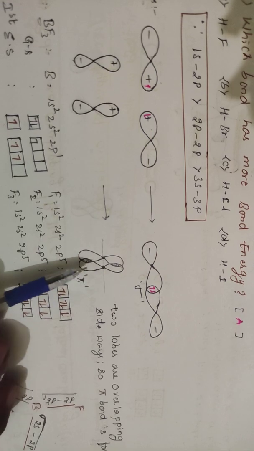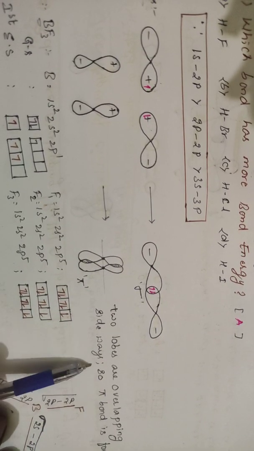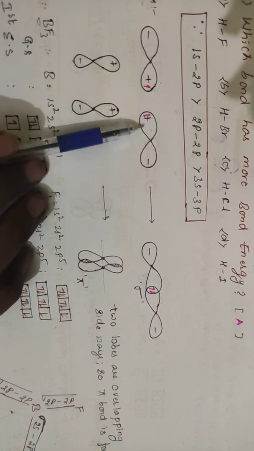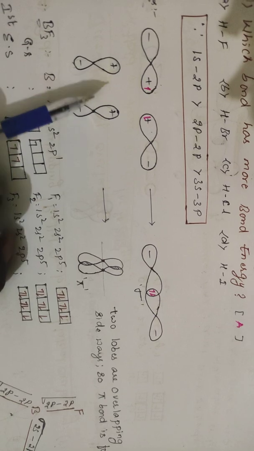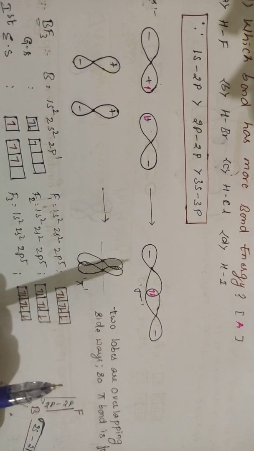So this is not head-on-head overlap. This is axial overlapping. Okay, two lobes are overlapping sideways. See, their sides are overlapping. Here, see, their orientation is overlapping. Here, sides are overlapping. When the sides are overlapping, this results in the formation of the pi bond.